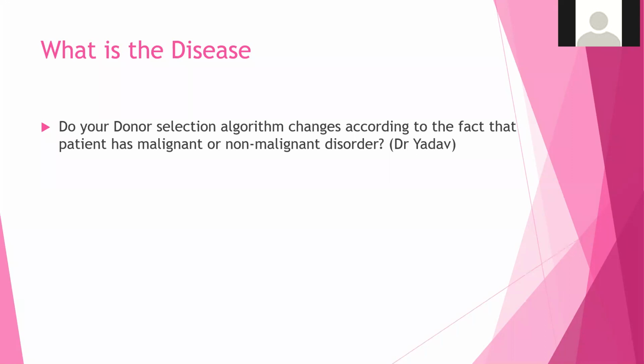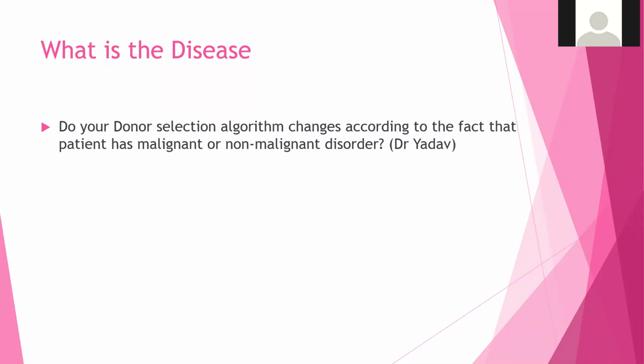Yes, so that's again an excellent question. As I said, when you have a malignant disorder, there is urgency of transplant. So you have to select the donor quickly and move fast. If a matched sibling donor is available, that's the first choice. And if a matched sibling donor is not available, then haploidentical donor transplant can be a good choice and we move ahead unless the matched unrelated donor is quickly available.